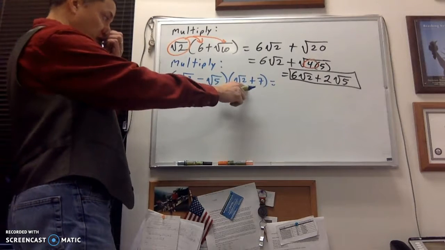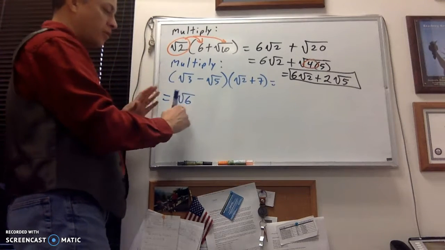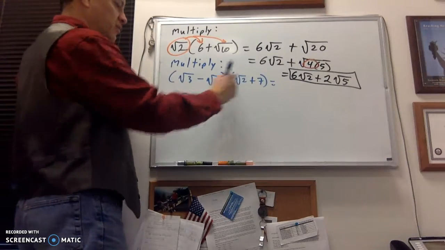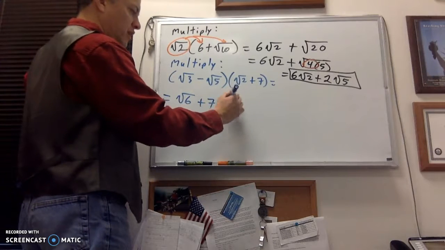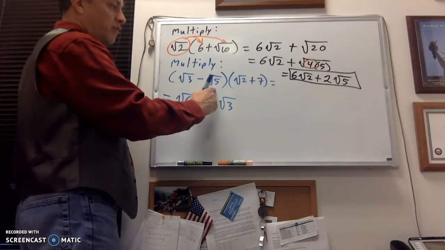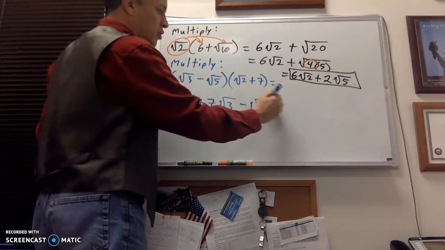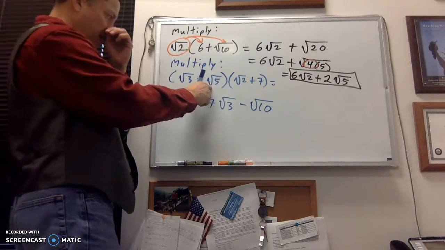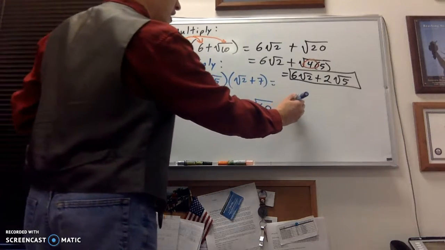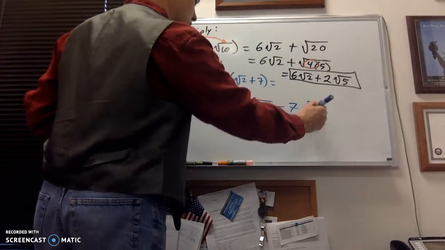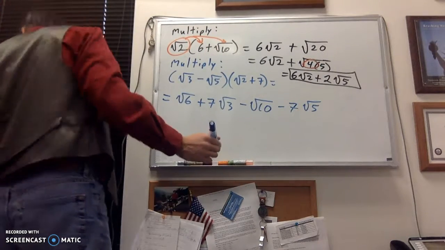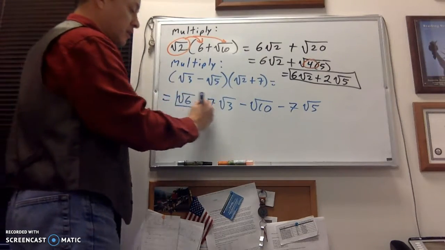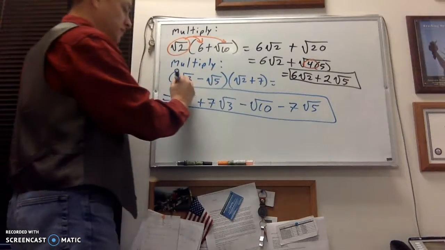Square root of 3 times the square root of 2, that's the square root of 6. No perfect squares coming out of there, so that's set there. Square root of 3 times 7, that's 7 root 3. Negative root 5 times root 2, that's a minus root 10. No perfect squares coming out of there. And then negative root 5 times 7 is a negative 7 root 5. There it is, excuse me. Okay, I don't have any like terms here, so that is going to be my answer.